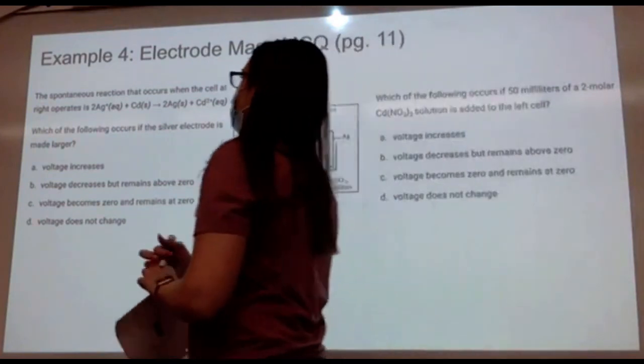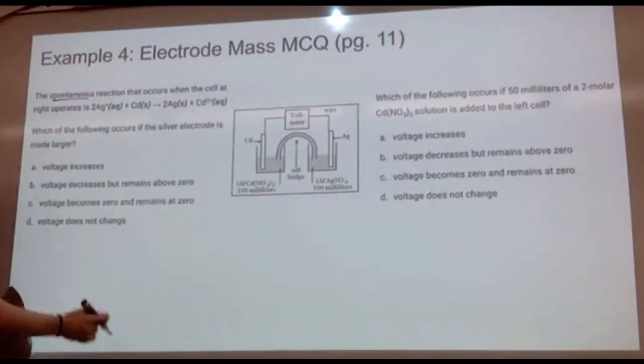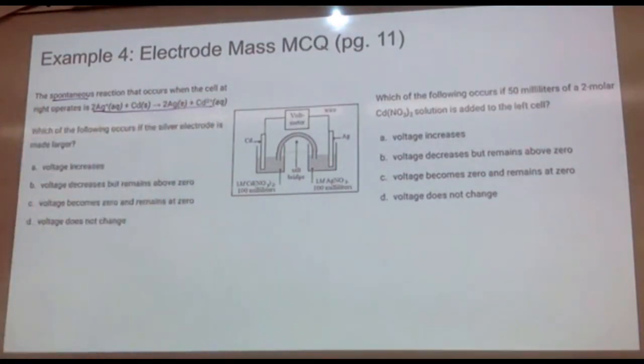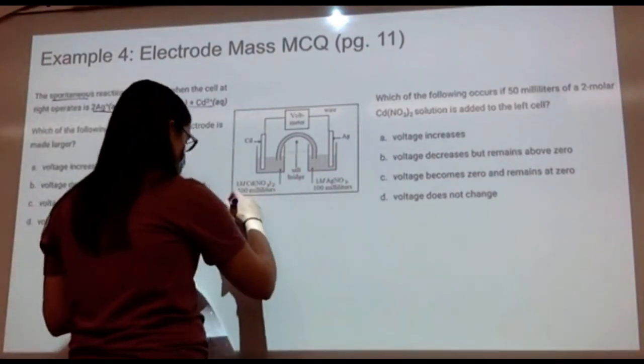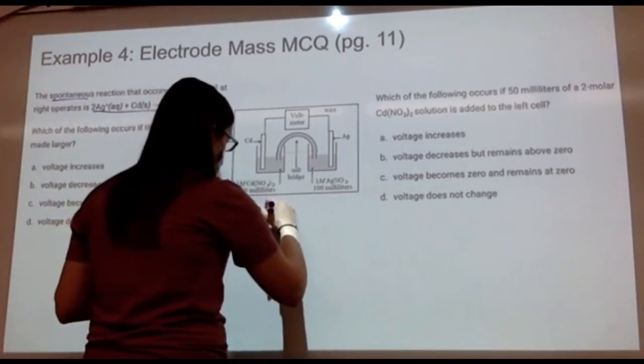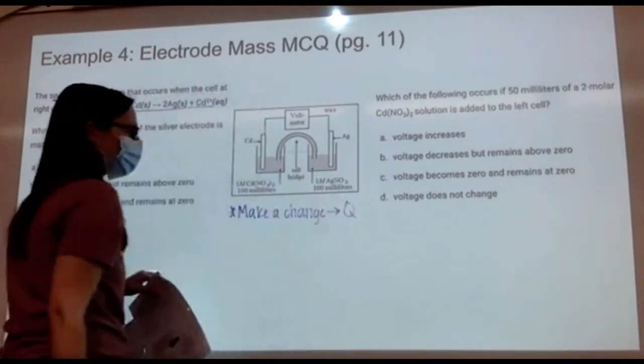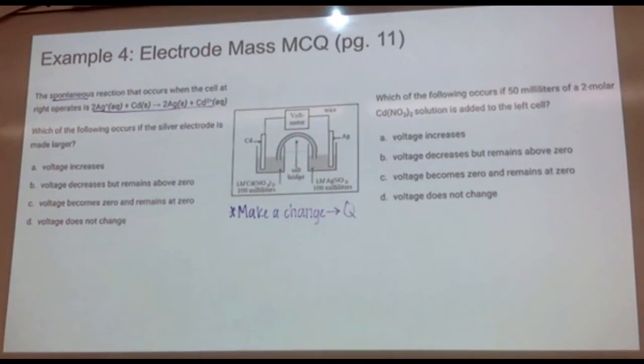So they tell you a couple things here. Spontaneous reaction tells us it's a voltaic cell, positive E cell, negative delta G. And then they give us the reaction, so they tell us what the reactants and what the products are. The first one says, which of the following occurs if the silver electrode is made larger? So when you make a change to any electrochemical cell, look at Q.